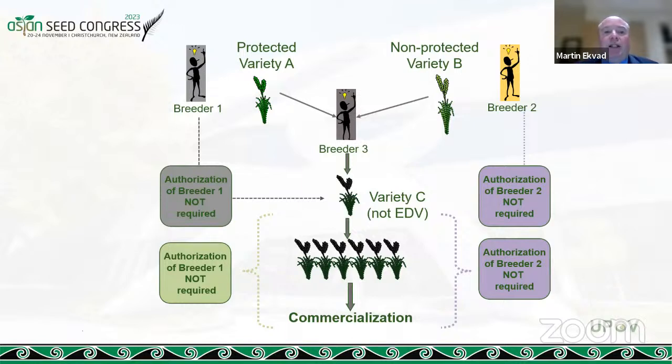So just to give you an example of the breeder's exemption, which is important to understand when we discuss these issues. This is just to demonstrate how the breeder's exemption works. You have here in the center breeder 3. He wants to create a new variety, and he's using variety A, which has been protected by breeder 1 and created by breeder 1. And then he is also using variety B, which is not protected and was created by breeder 2. What he has created is a new variety, a bred new variety, C. It is not an EDV in this example.